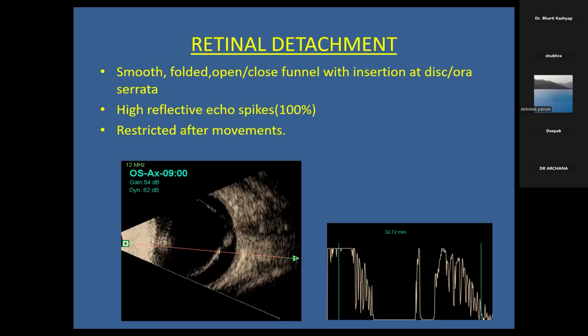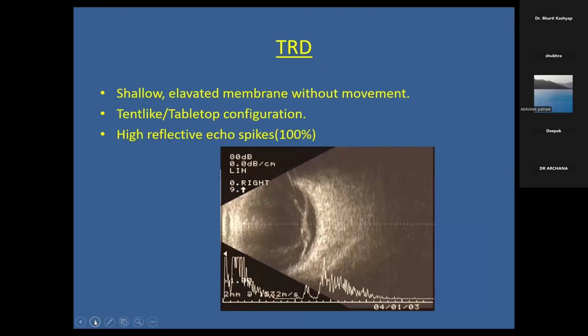Retinal detachment is another most important finding that we generally use to confirm what kind of retinal detachment it is, or even whether retinal detachment is present or not. This retinal detachment appears to be smooth, folded, or mostly an open or closed funnel sheet with insertion at the disc or the ora serrata. They give a very high reflective echo spike that persists even with lower gains. And they have limited after movements.